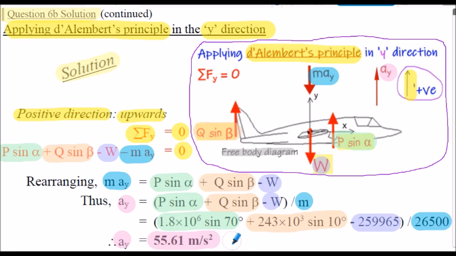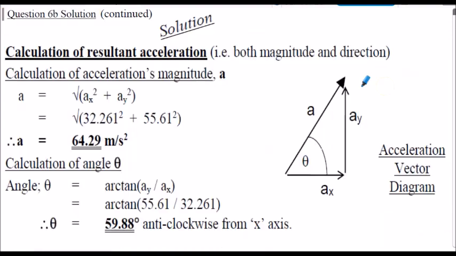So now we've calculated the acceleration in the x and the y direction, we can now find the resultant acceleration of the aircraft on takeoff. So question 6, solution continued. Now we're going to calculate the resultant acceleration both in magnitude and direction.